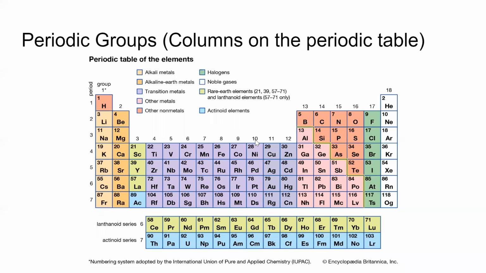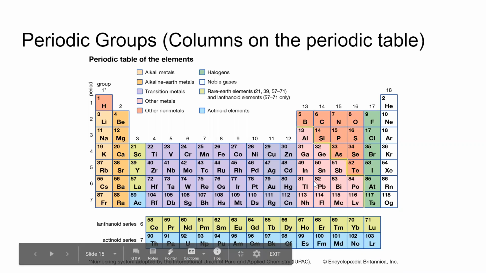Groups 3 through 12 aren't important. They're just called transition metals. You don't really have to know that much about them. Group 13 starts with boron. Group 14 starts with carbon. 15 starts with nitrogen, and 16 starts with oxygen. These are just like nonmetals and like gases and stuff. And below them, they're just like other metals.